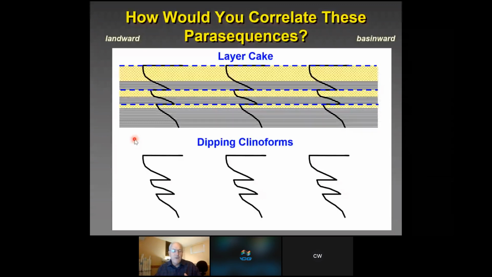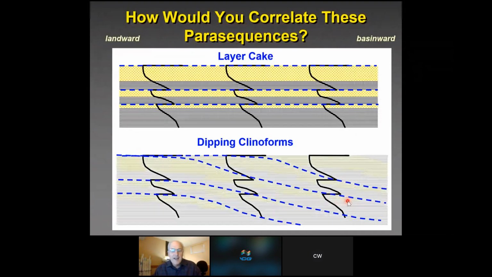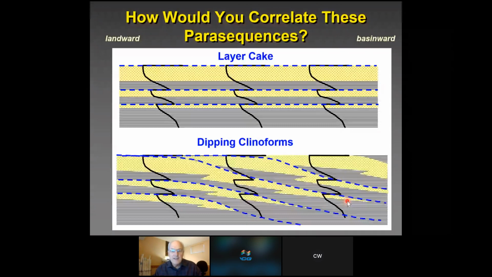Or would you say, well, Jeff, give me some more information. What's the distribution? Is this essentially an extensive cross-section? So that now I might think about dipping clinoforms, where my flooding surfaces are diving into the basin from proximal parasequences to more distal parasequences. And so my shoreline sands are pinching out, these parasequences pinch out into the basin.